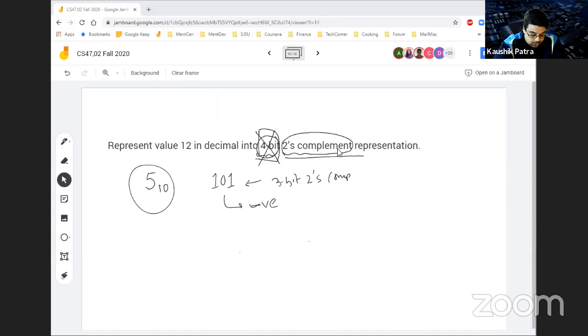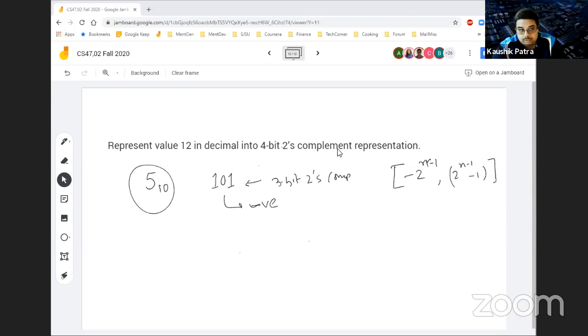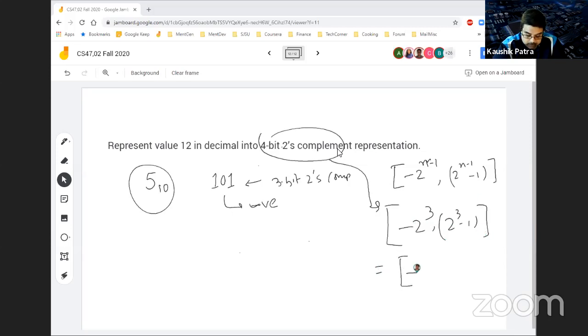And the next one is the range of the system that has been given, like 4-bit 2's complement. What is the range of numbers we can represent? The rule of thumb, that is the range formula, is -2^(n-1) to 2^(n-1) - 1. So that is your range for any n-bit 2's complement number system. For this number system, your range would become -2^3 to 2^3 - 1, which is -8 to 7.